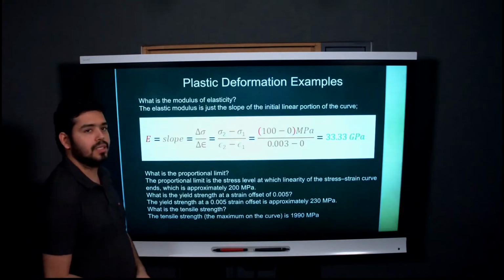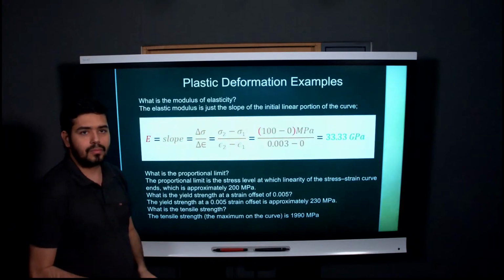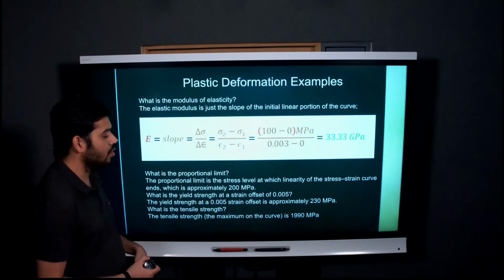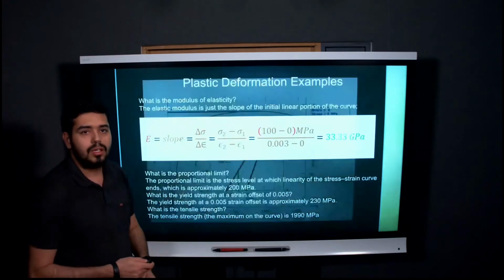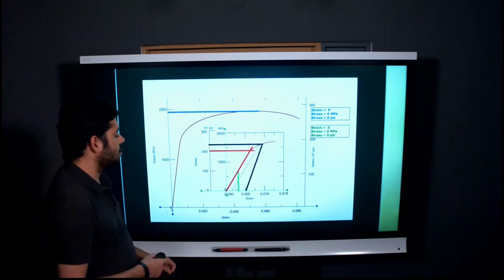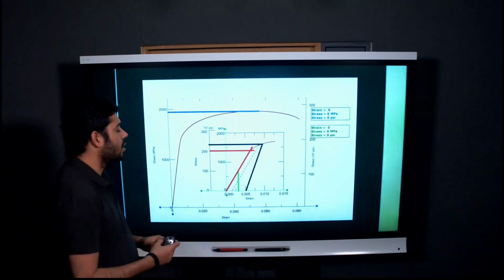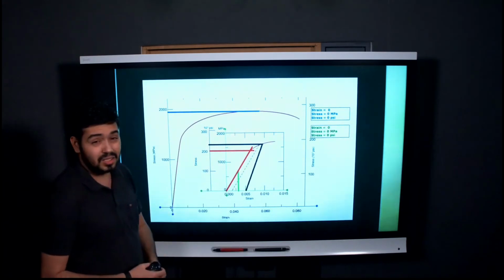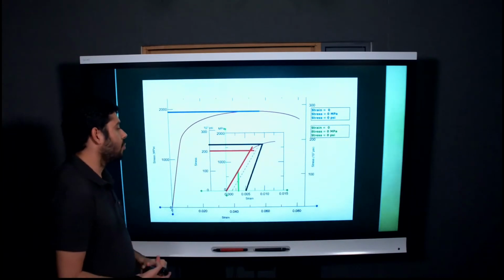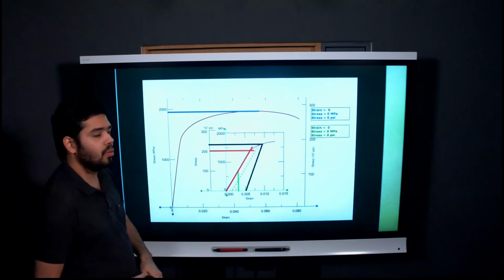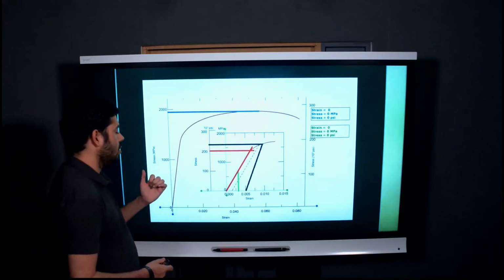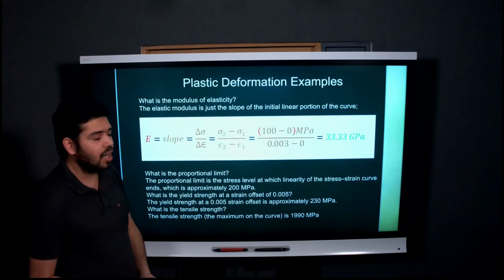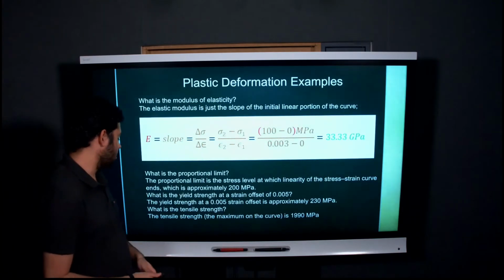Next question: what's the yield strength at a strain offset of 0.005? We take the 0.005 point and start plotting it towards the yield strength on the stress-strain curve. Once we get a point on the curve, we take it back to the stress axis, and the answer is about 230 megapascals.